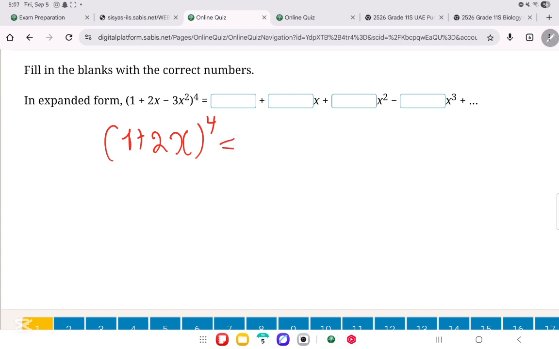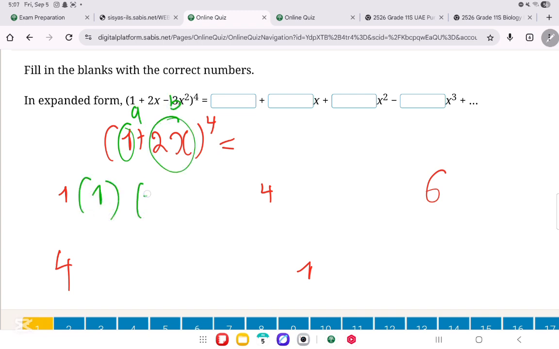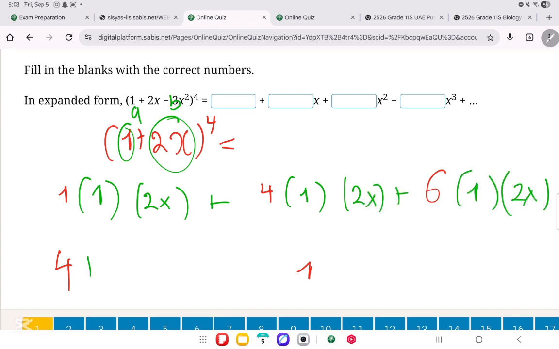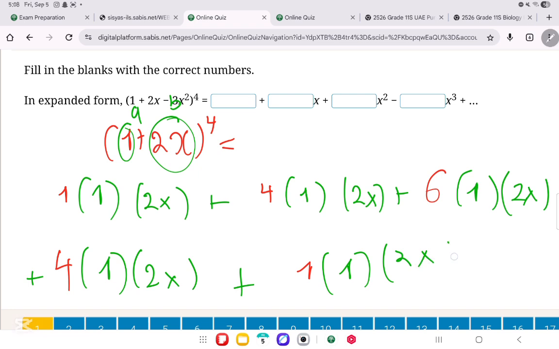We know, using Pascal's triangle, that the values of the combination are 1, 4, 6, 4, and 1. Now, what do we do? Same thing as we did before. This is our A, this is our B. We're gonna write AB plus AB plus AB, plus AB, right?